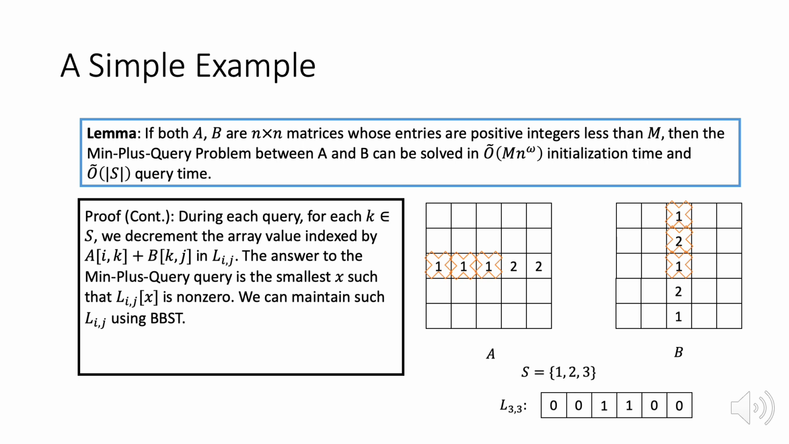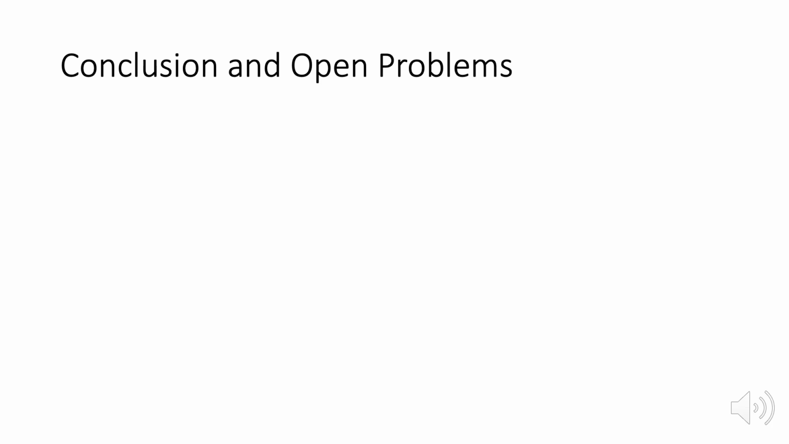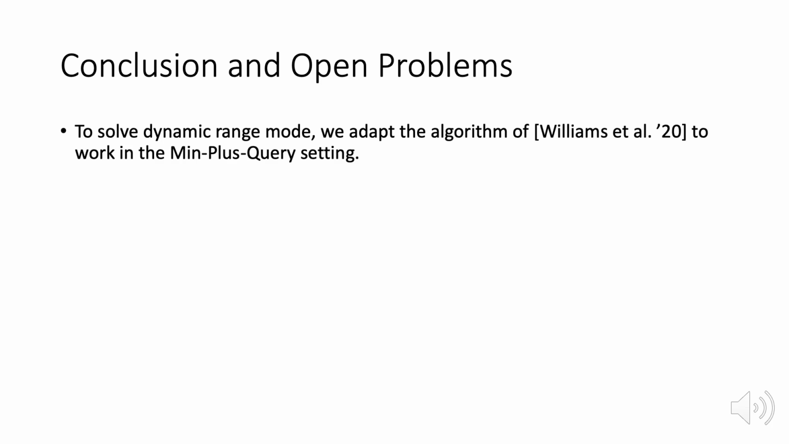Of course, we need to roll back after each query, but this does not change the time complexity. To maintain the array L efficiently, we can use any balanced search tree. To give a proof for the main lemma, we adapt the algorithm of Williams et al. 20 to work in the min plus query setting. Hopefully, the previous example gave you some intuition how this adaptation might look like.